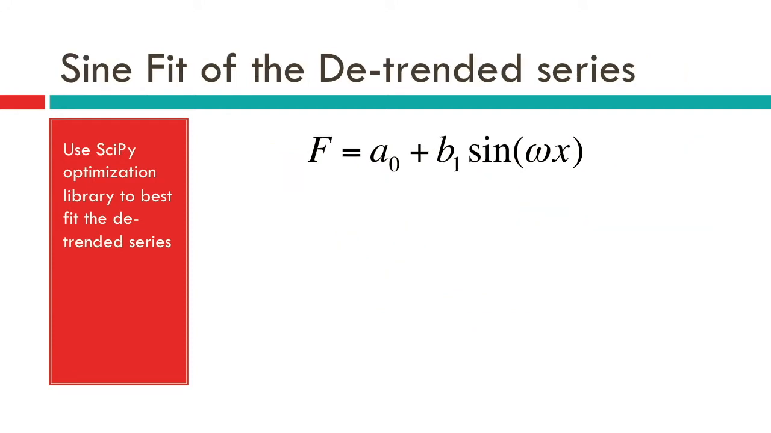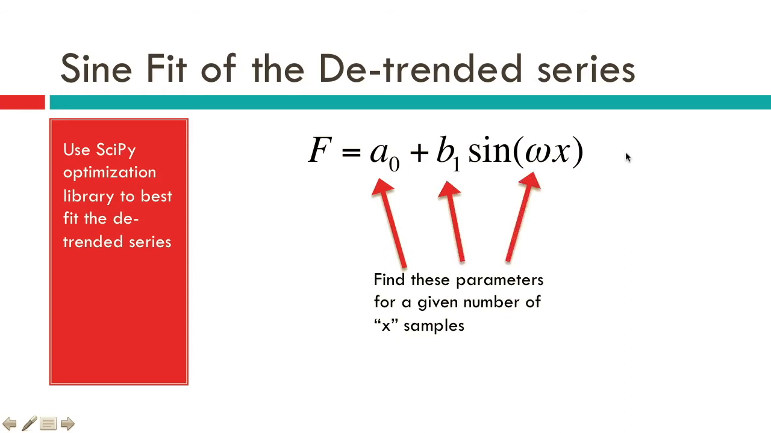Alright, so then there's the sine series, which is very similar, except we don't have the A0 term, or the A1 term, which is the cosine term. So the same thing here. We're just going to be fitting this function, trying to find those parameters.